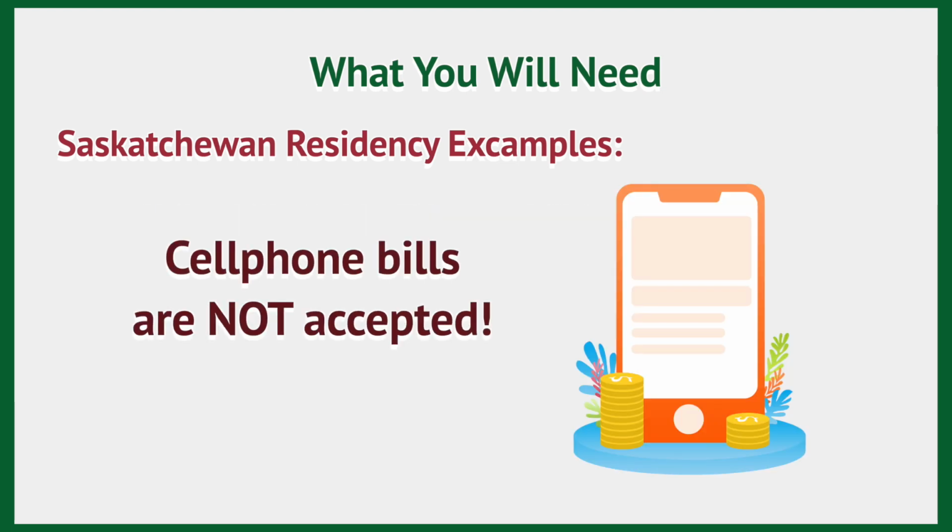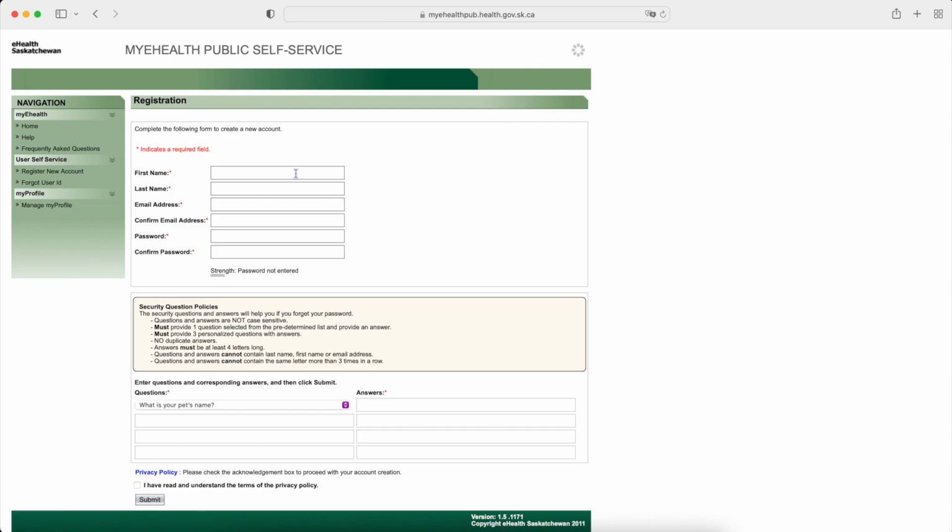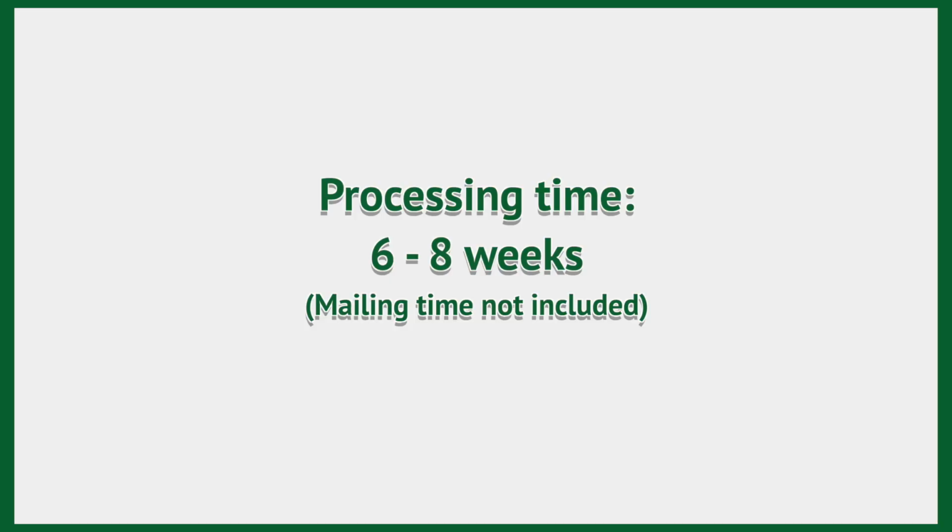Once you have the digital copies of your legal entitlement to be in Canada, as well as your Saskatchewan residency, you can start your online application in the following link. If you're a first-time user, you'll need to create an account first. After you complete the account, you just need to sign in, complete the rest of the registration process, and upload your documents. Saskatchewan health card applications are typically processed within 6 to 8 weeks, not including mailing time.